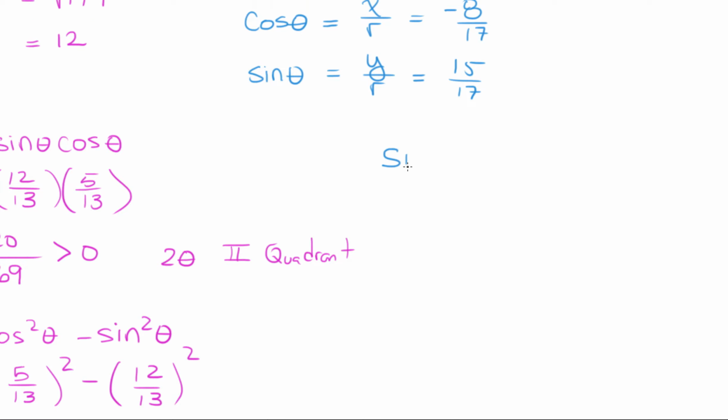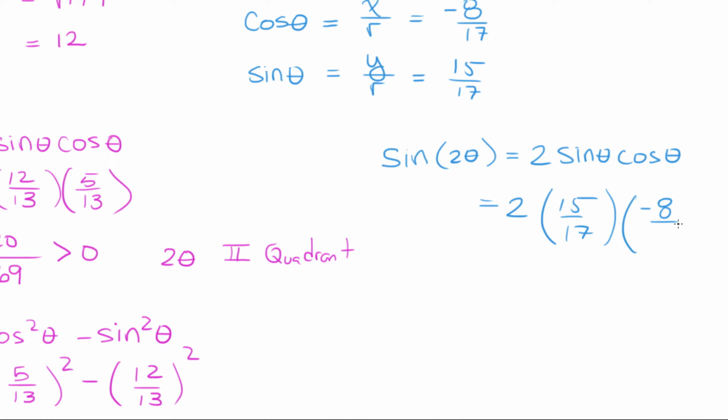So we start with sine of 2 theta, which is equal to 2 sine of theta cosine of theta, which is equal to 2 times 15 over 17 times negative 8 over 17. Put a 1 in the bottom. Now we multiply. So 2 times 15 times 8 is negative 240 over 17 times 17, which is 289.